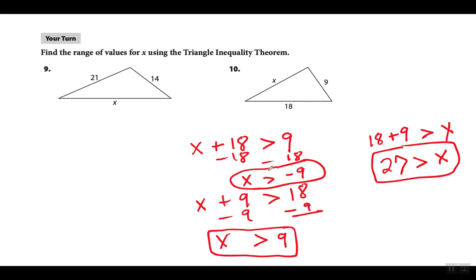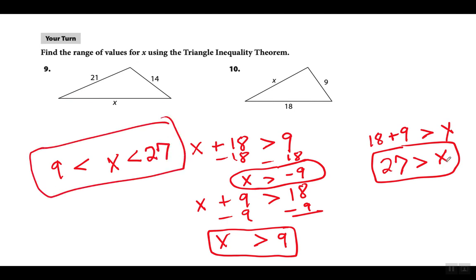All right, now when I combine that, same thing. I don't have to use this one because it's included in this condition. So x is greater than 9, but less than 27. X is less than 27. X is greater than 9.